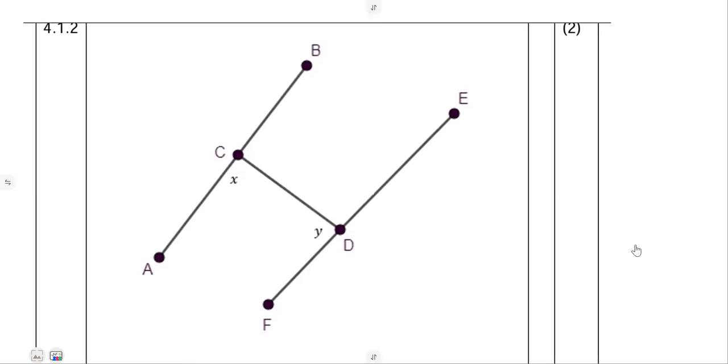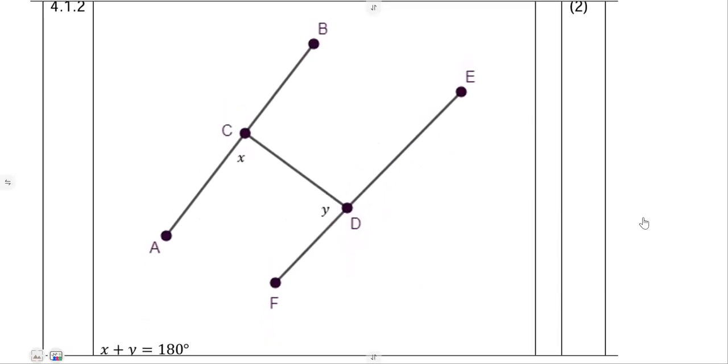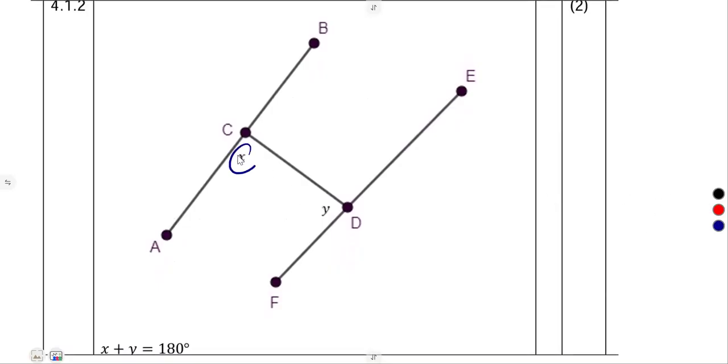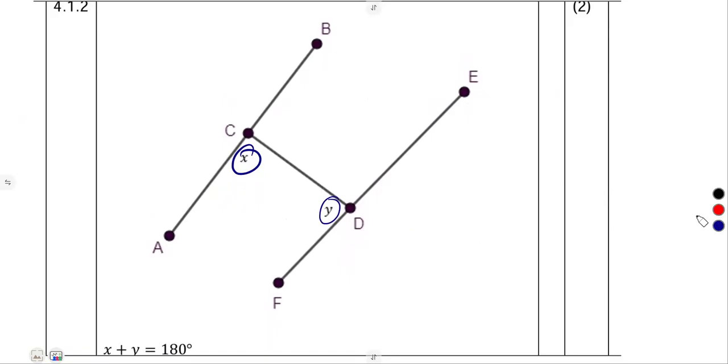4.1.2, we have got, all right, x plus y is 180 degrees. All right, angle x and angle y should give us 180. We are not told anything about these two lines to say they are parallel. We are not told about that. And also we are not told that this is 90, we cannot see the indication of a 90 degrees. So we do not assume that these two lines are parallel.